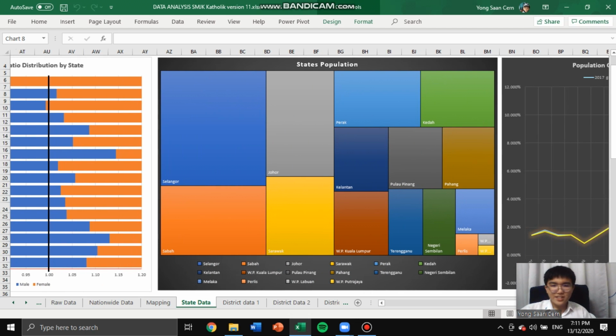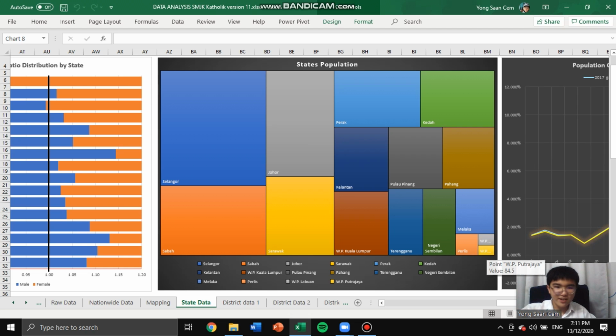So the state population here is to prove once again that Selangor, followed by Sabah and Johor, are the most populated states. These three maps here give you a better visual picture. Okay, so which state has the biggest population and which one is the smallest? You can see this one is a bit tiny.